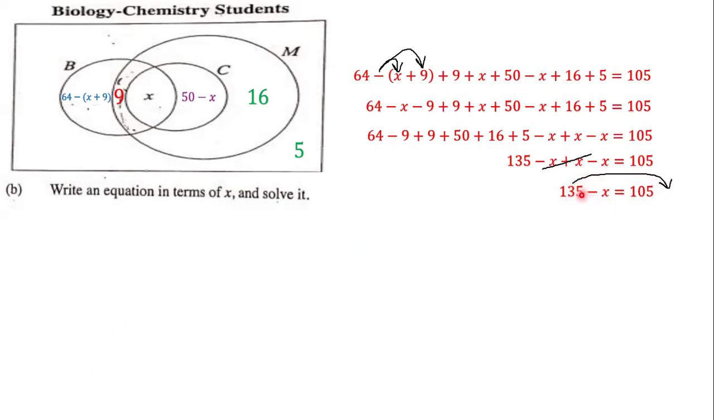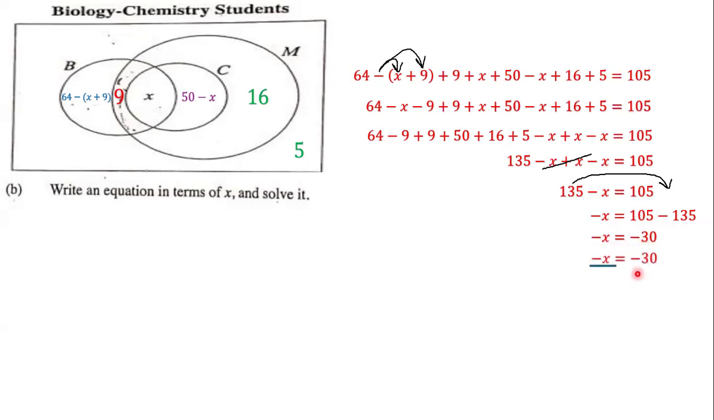So again, we had 135 minus x is equal to 105. We take the 135 and send it over the equal sign, and so we have negative x is equal to 105 minus 135. We subtract these two terms, and when we subtract them, we get negative 30. So negative x is equal to negative 30.